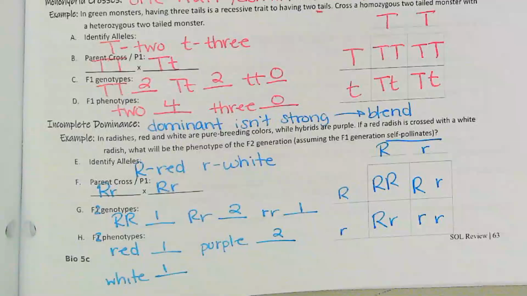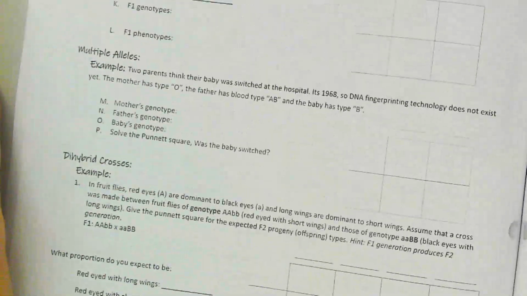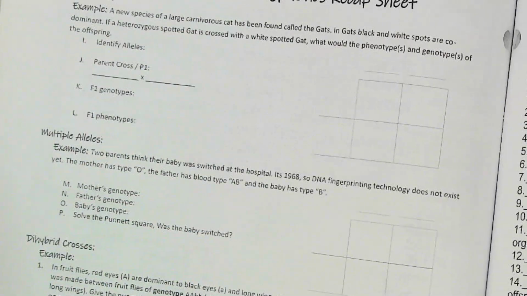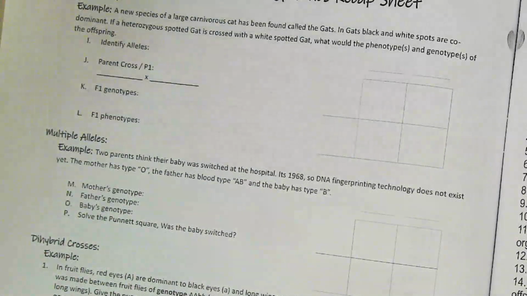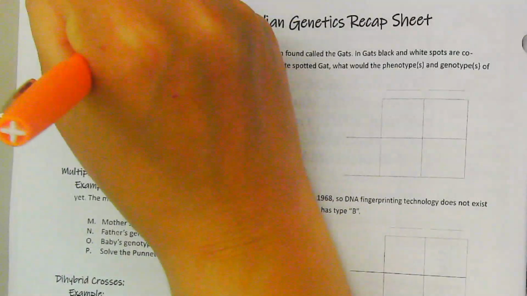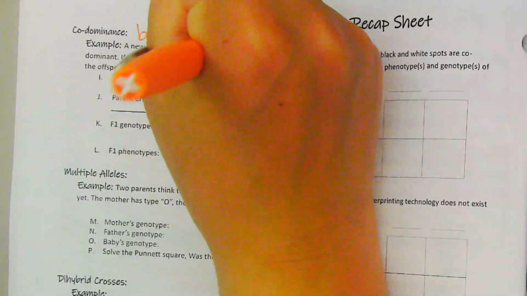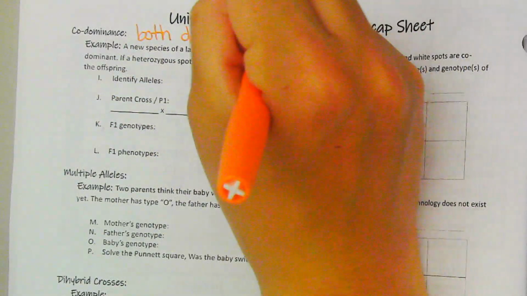Ready. I don't need more time. Okay. Codominance. Move this over. Co means what? Together. So they're both dominant. So I wind up being spotted.